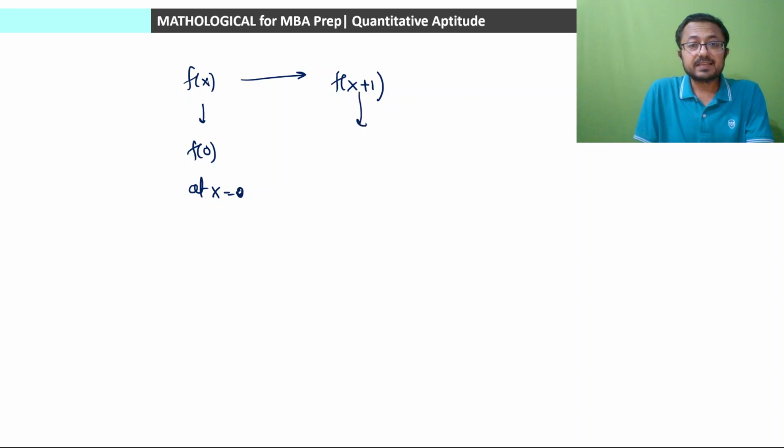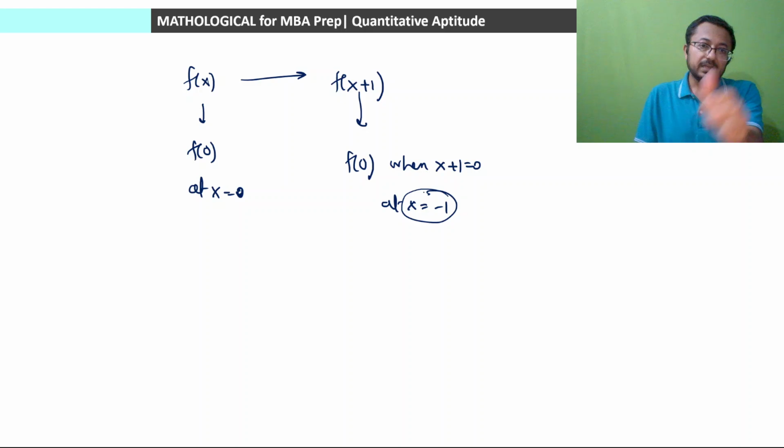But in this case, f0 कहाँ पे आएगा? f0 will be when x plus 1 is 0, यानी कि at x equal to -1. Can you see that the 0 is shifting from x equal to 0 to x equal to -1, यानी कि leftward shift कर रहा है. That is why our graph will be shifting leftwards only.